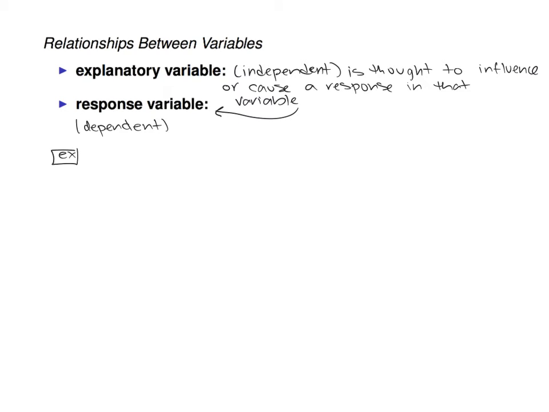For example, we could take smoking as our explanatory variable, and we could ask, what is the rate at which people get lung cancer? And that's our response variable. We have to carefully design something to actually conclude that smoking caused lung cancer, but we might suspect that smoking is associated with lung cancer somehow.